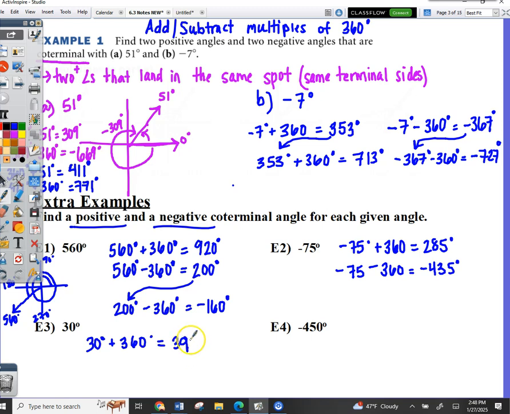390, right? Did you add 360? Did you subtract 30 from it? No, I thought it was a -30. Oh. And then if I want a negative, what do I do? What do I get, y'all?